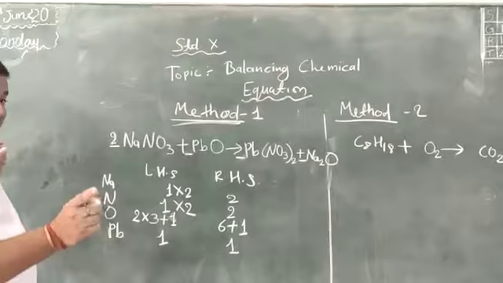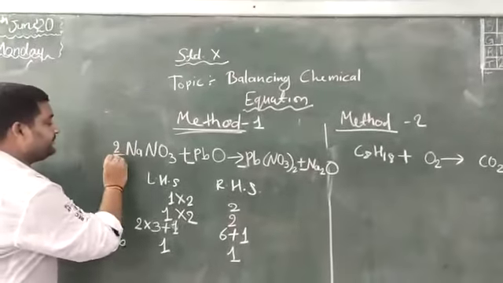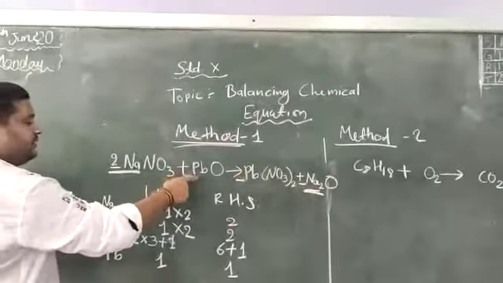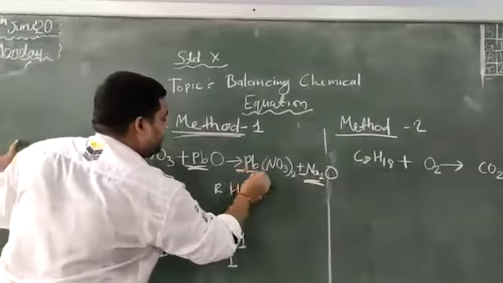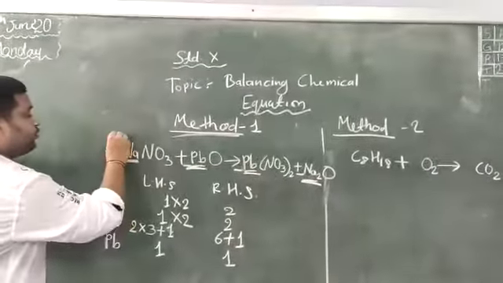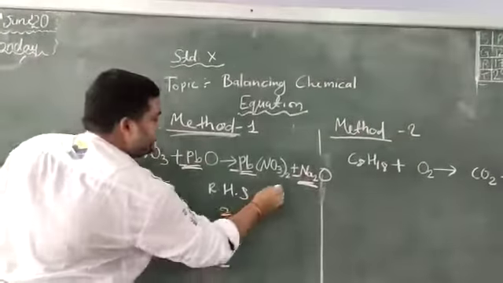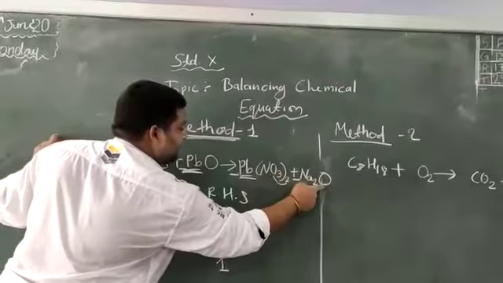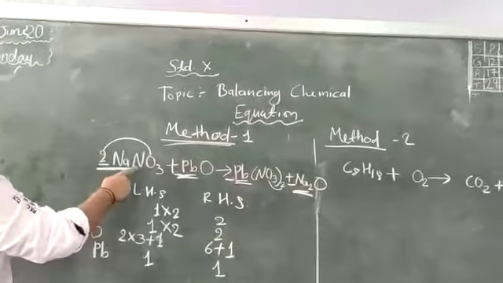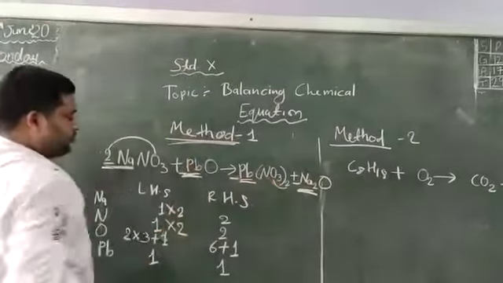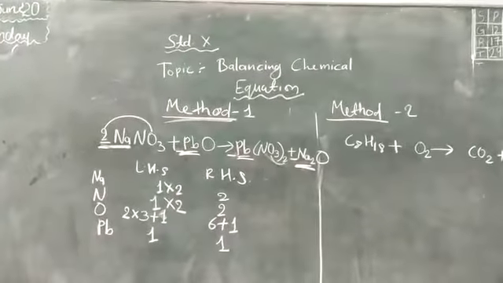Now check again, cross checking. 2 sodium, here 2 sodium. 1 lead, 1 lead. 2 3s are 6 oxygen plus 1, 7 oxygen. 2 3s are 6 plus 1, 7 oxygen. 1 2s are 2 nitrogen and 1 2s are 2 nitrogen. So your equation is balanced now.